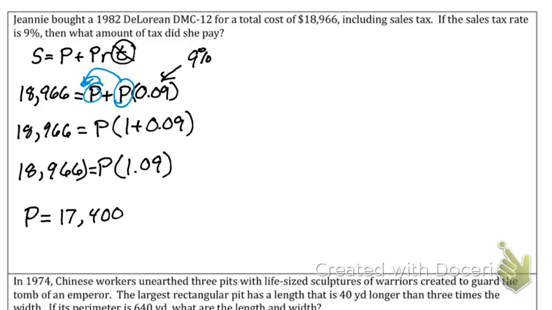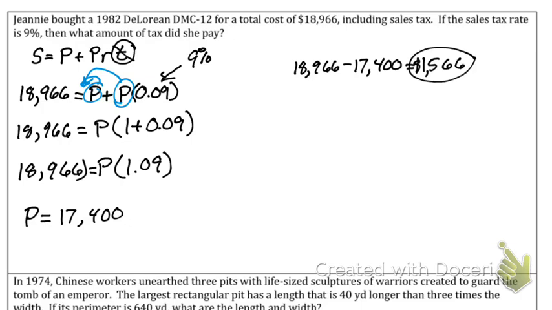No, that is the sticker price of the car. If I know the sticker price of the car and the amount I paid, how am I going to come up with how much tax I actually paid? Yeah, we can subtract. We can subtract our total minus 17,400, and we're going to subtract away the sticker price, and that's how much our tax was. And how much is our tax? 1,566.